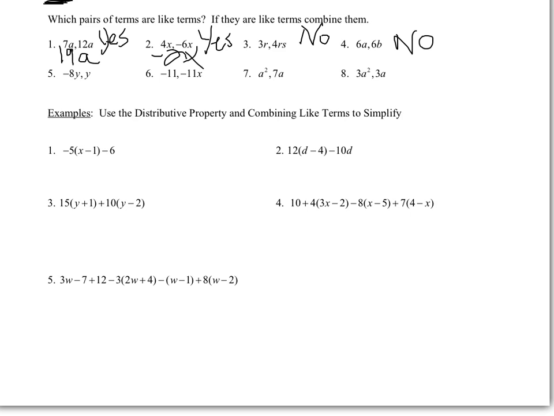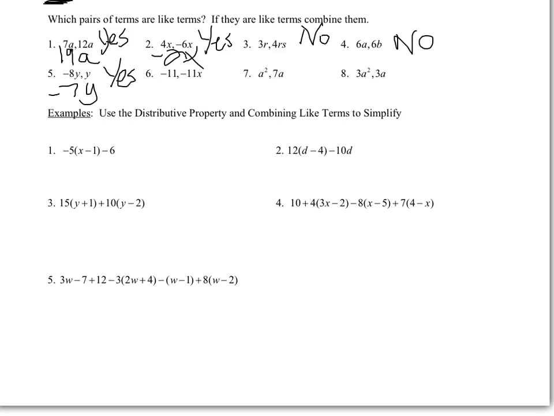All right, number 5, we've got negative 8y and y. Those are like terms. They're both just y's. Now, when we combine these, realize that if there's just a y, we assume that there's a 1 in front of it. So when you combine them, you would have negative 7y.